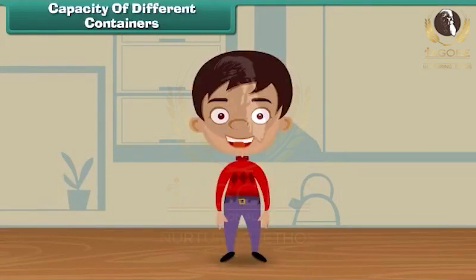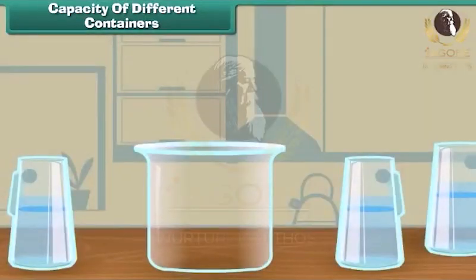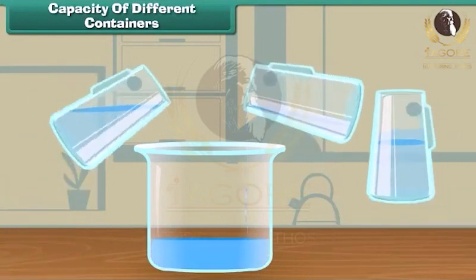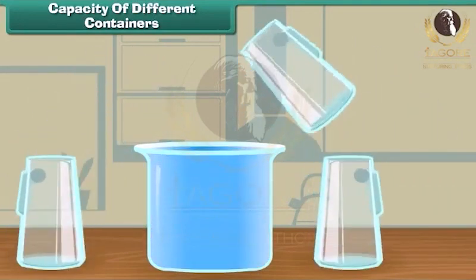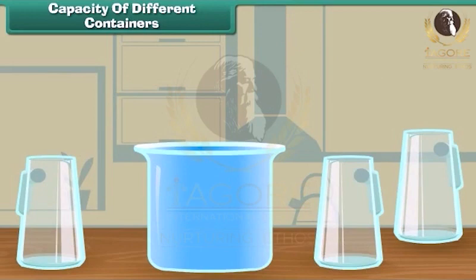Let us do another activity. We have 3 different vessels and a jug. We will fill water from the jug in these 3 vessels. Let us start with the first vessel. 1, 2, and 3. Here we see that 3 jugs of water fill the first vessel.